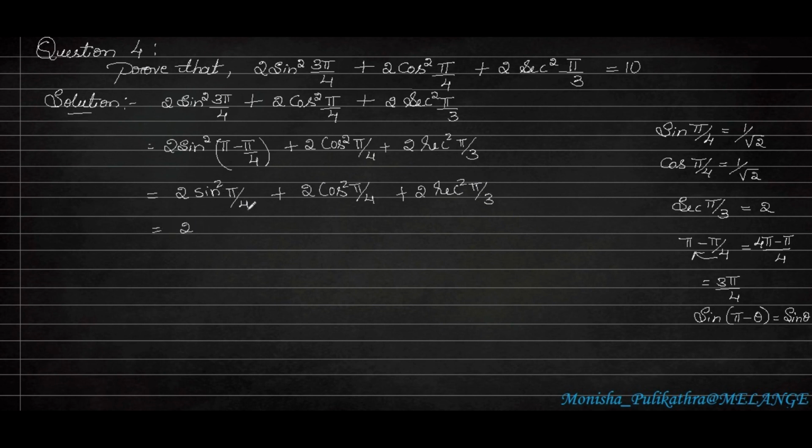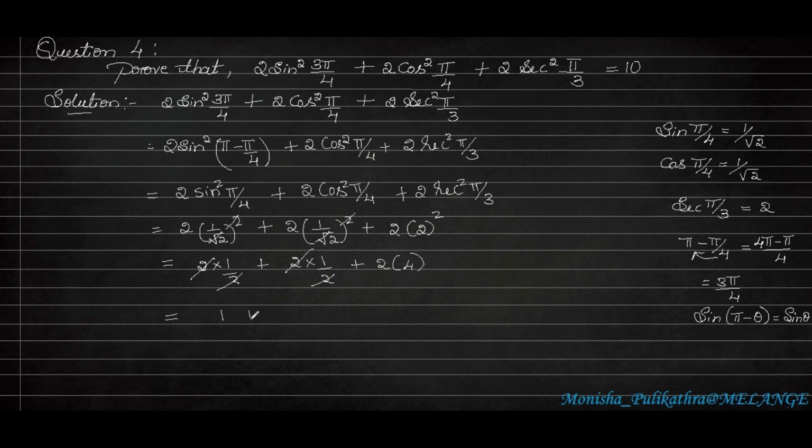Sin π/4 is 1 by root 2. Here square is there, so (1 by root 2) whole square, plus here also 2 into (1 by root 2) whole square, plus 2 sec π/3 is 2, so it will become 2 into 2 square. Here the square and root get cancelled. Remaining will be 2 into 1 by 2 plus 2 into 1 by 2 plus 2 into 4. Here 2 gets cancelled, here also 2 gets cancelled.